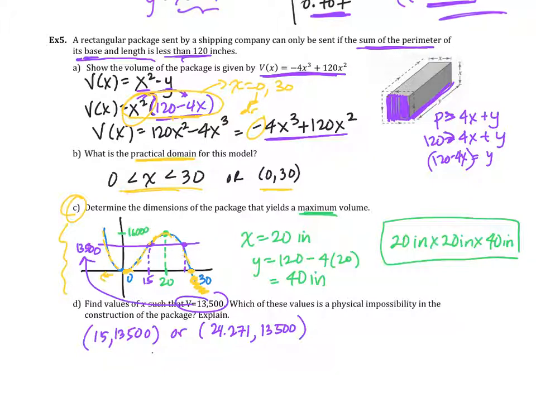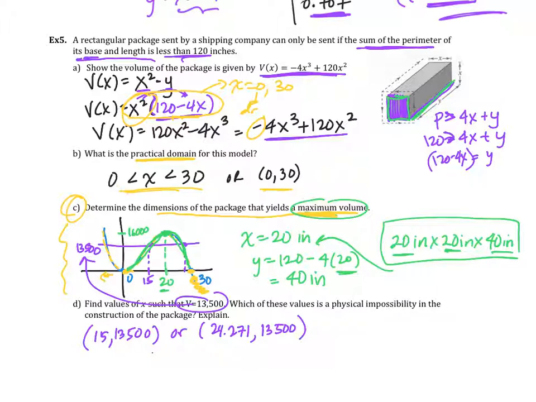Part C says determine the dimensions of the package that yields a maximum value. Maximum, you can see this is all going together. Here's my maximum value. This part of the graph does have a maximum value. You find the maximum, it was at 20. What are the dimensions? So it's 20 by 20 because I have my box right here, and then my height. I plug in that value of 20 and I get a 40. So it's 20 inches by 20 inches by 40 inches.